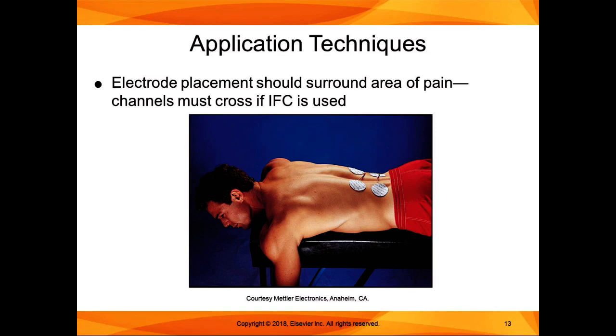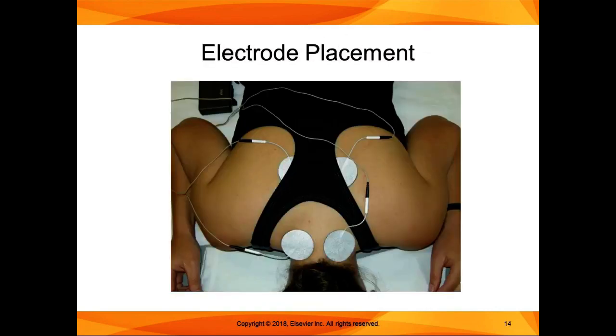And then you still use the electrodes to surround the area of pain, but there are just going to be 2 of them. Premodulated current is the 2 electrode 1 channel version of IFC. And so you'll use a bipolar setup and you'll still surround the area of pain. Usually I'll use pre-mod if it's on a smaller area where there just isn't room for 4 electrodes, like a foot or an ankle.